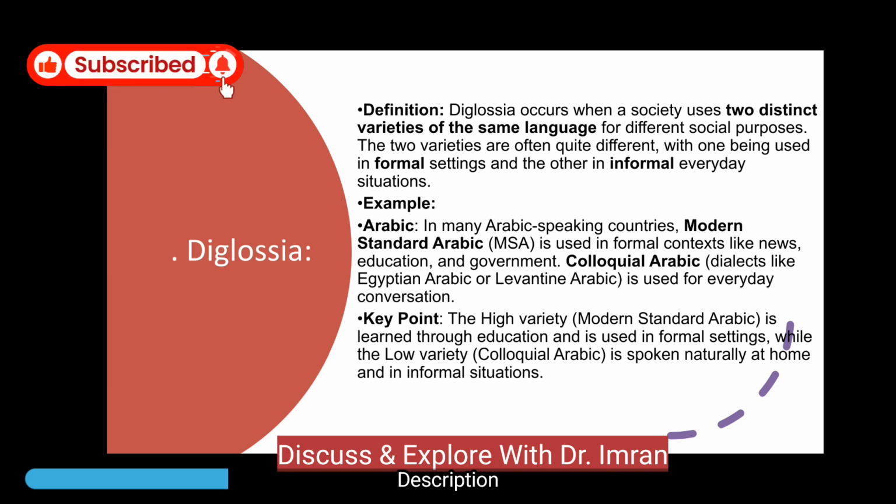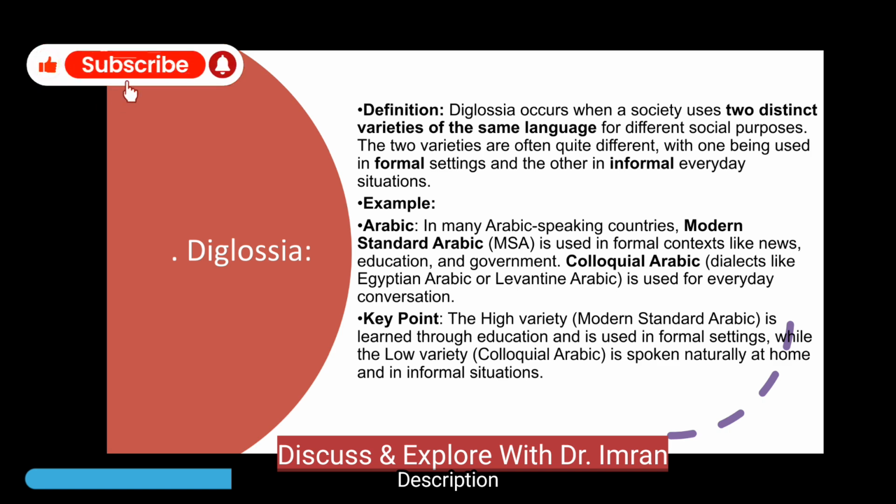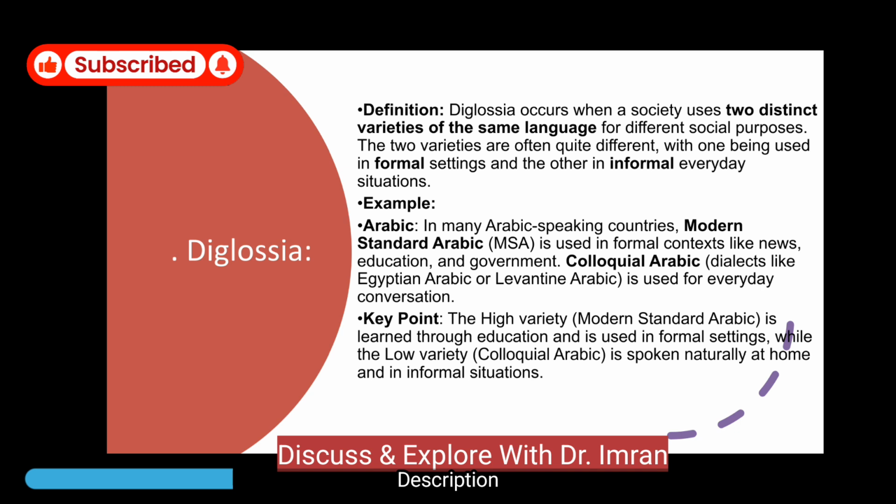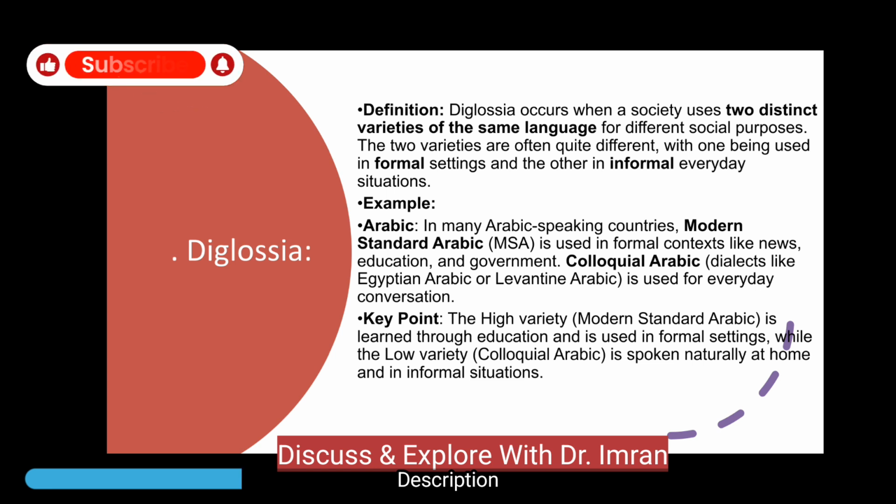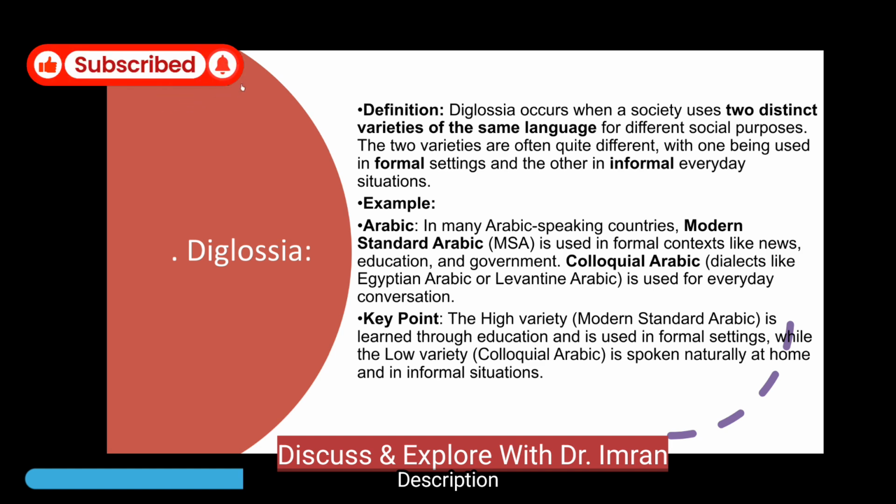The colloquial variety, or low variety, of a language is acquired as the first language by the learner at home, while the high variety is learned or acquired where? At school, college, or university. Right? So far we have been discussing diglossia.